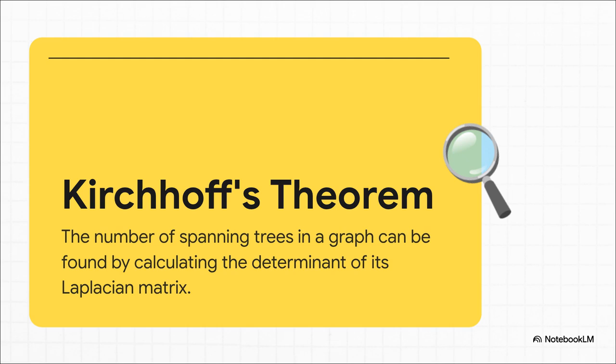And here's one more quick, mind-blowing example, Kirchhoff's theorem. It connects another matrix property, the determinant, to graph theory. It basically says you can count the total number of spanning trees in a graph. That's kind of like the network's essential skeleton, just by calculating the determinant of a special matrix that you build from the graph. It's amazing.